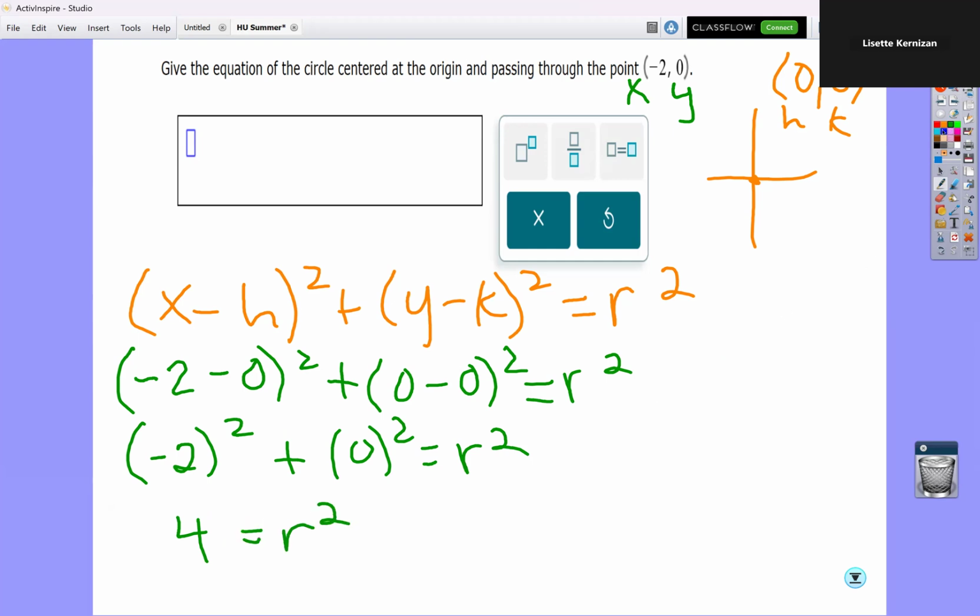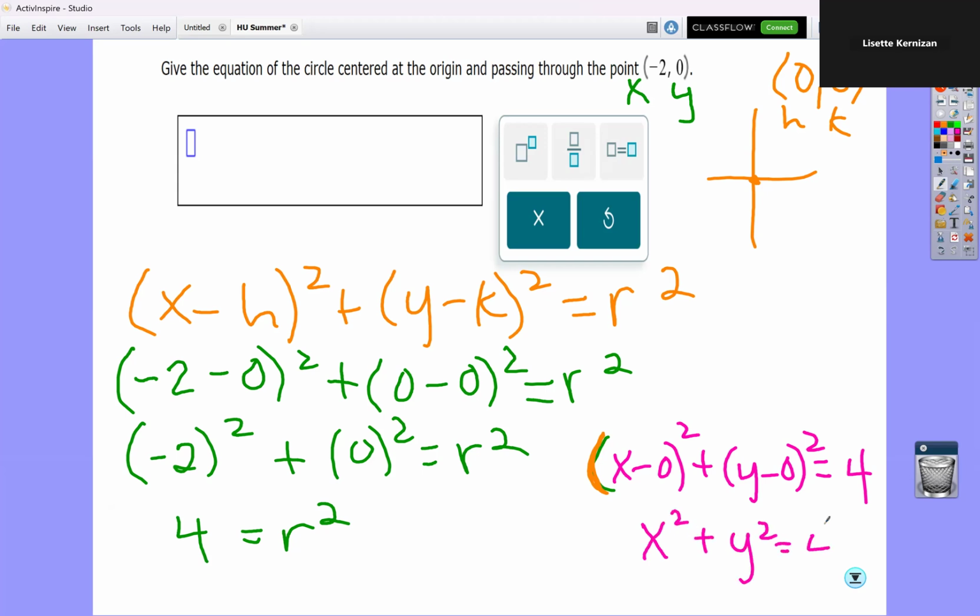So to write the equation, I'll show the steps and then I'll show you the final result. (x minus h) squared plus (y minus k) squared equals my radius squared. So the simplified form of this would just be x squared plus y squared equals 4. Okay? So whenever it says centered at the origin, you know that it's x squared plus y squared. You just have to find the radius.